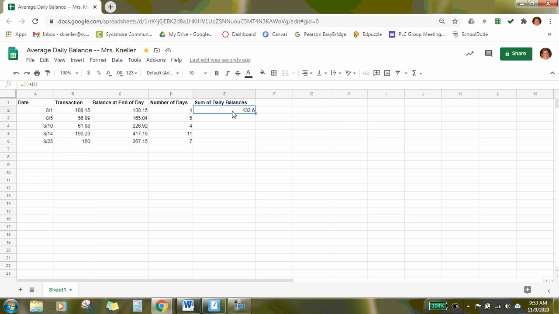Now we're going to repeat this for the rest of the columns. We're going to take this cell times this cell and put our total here. So it doesn't matter if they were purchases or if they were payments, we're still taking the balance at the end of each day and multiplying it by the number of days. So we can do that shortcut where we click on the cell, click on the square, and then just drag the whole rectangle down.